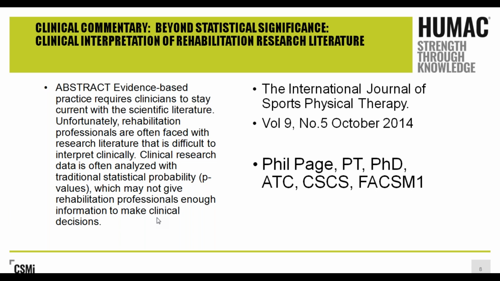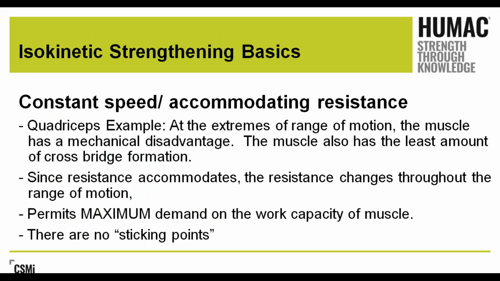We're supposed to stay at a constant speed and the resistance accommodates through the range of motion that we're moving. So again, if you remember the quadriceps, it's an ascending descending curve. Not all muscles are that way, but the quadriceps are, meaning that we're weakest at the endpoints in our range of motion, strongest at our midpoint in our range of motion, at around 60 degrees. And when resistance accommodates, it actually changes throughout the range of motion so that when we're weaker, we actually push with less resistance. As we get stronger, we can actually have more resistance.